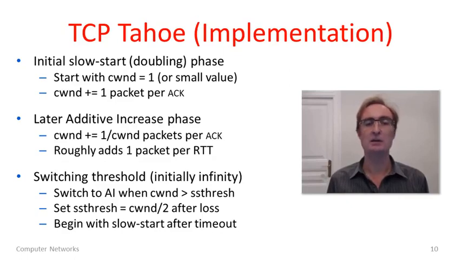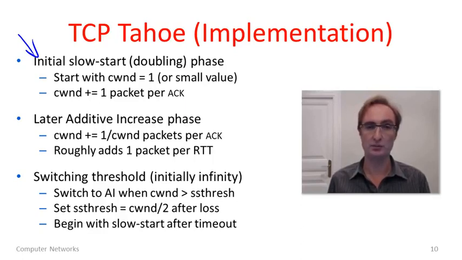TCP Tahoe implements slow start followed by additive increase. And it does this using the slow start and additive increase rules as follows. For slow start, we start with a congestion window of 1, or you could start with some other small initial value. Modern implementations have recently, to get things going quickly, started using 4 or even 10 packets as an initial congestion window. And you add one packet to the congestion window every time you get an ACK. So we're doubling the congestion window over time.